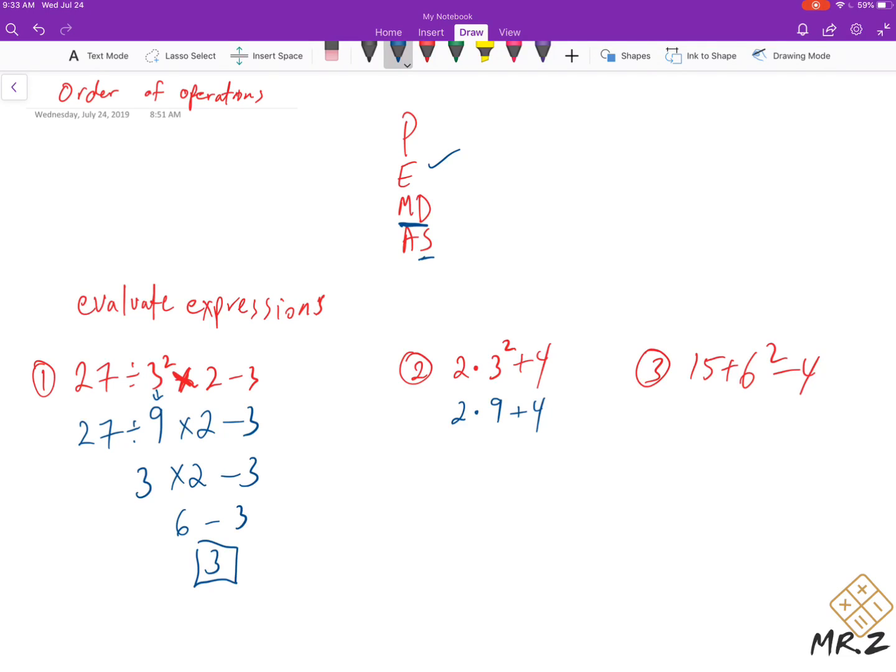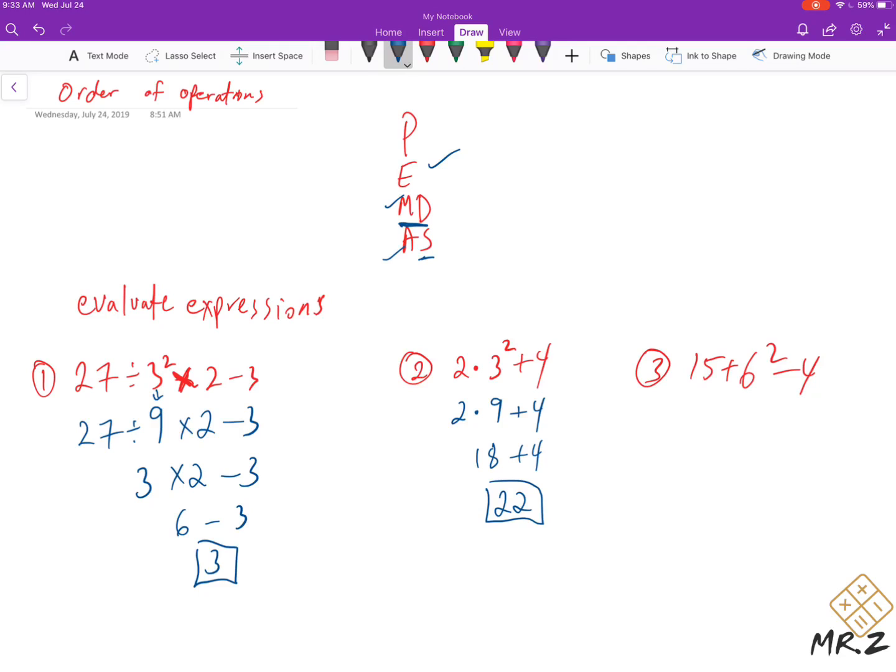Again, I'm just rewriting the rest of the expression. Now multiplication comes before addition. 2 times 9 is 18. And then you're just left with addition now. 18 plus 4 is 22. All right, next one.